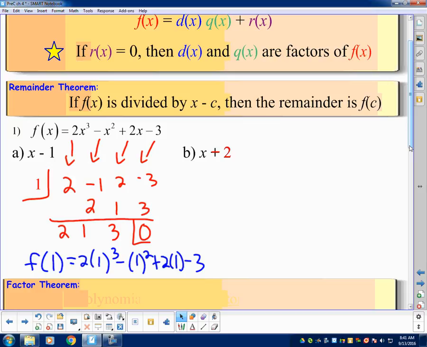What should we get here if x minus 1 is a factor? We should get 0. As long as you're not doing funny arithmetic like I was, you should get 0. So that's what the remainder theorem says: you can just plug the number in, and if you get 0, that means x minus that number is a factor. That's a quick way to check it.